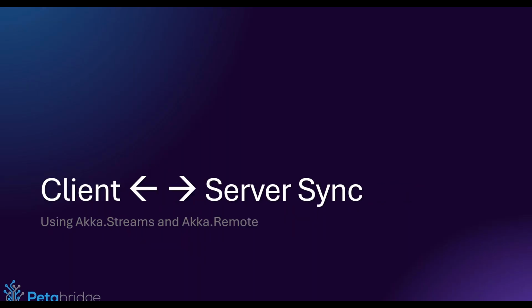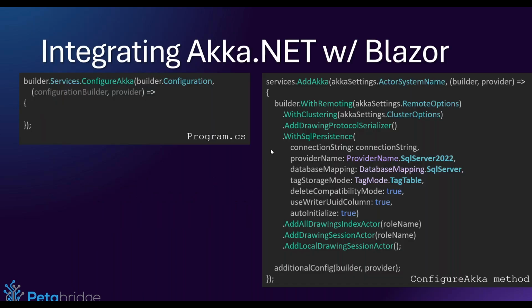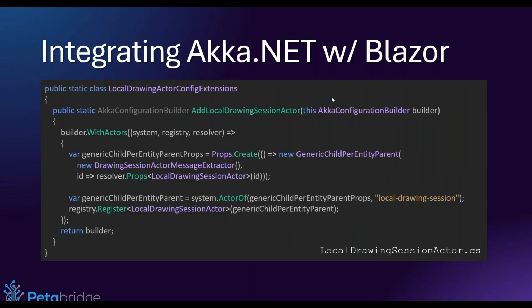Now, let's talk a little bit more about some of the interesting problems that happen with client sync. I've already kind of walked through this, that this is how we're integrating Akka.NET with Blazor. This is just using Akka.Hosting. Akka.Hosting makes everything a lot easier for integrating Akka.NET with anything else in the .NET ecosystem. If you haven't already started using it, you definitely should.